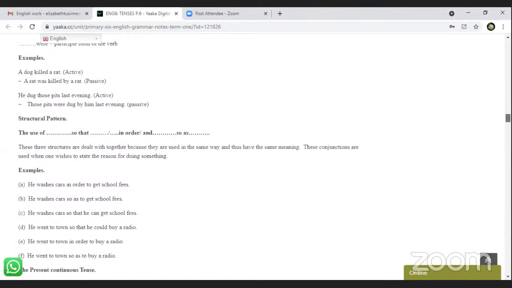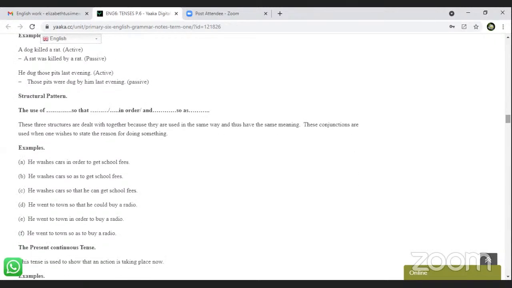So that, remember, this so that is different from the other so that we talked about. These three carry the same message. They are used in the same way. Only that so that takes can in the present and could in the past.